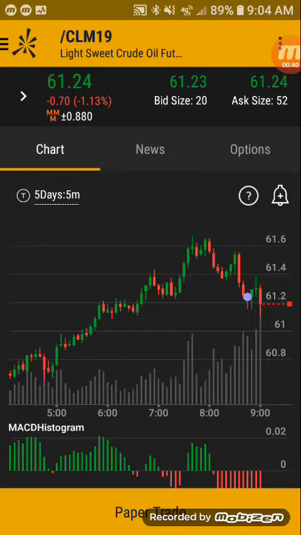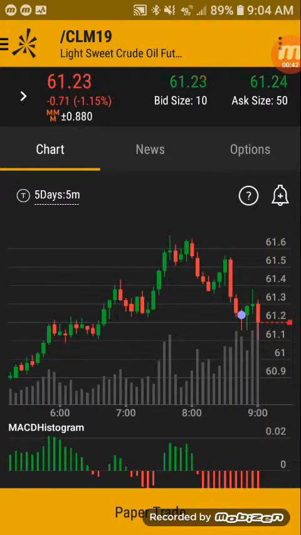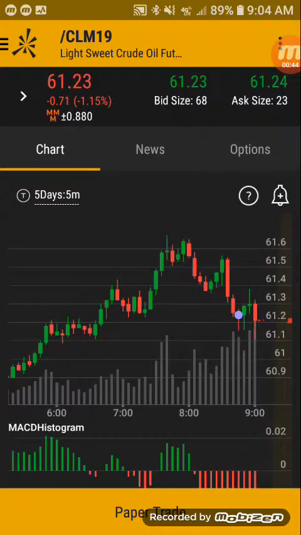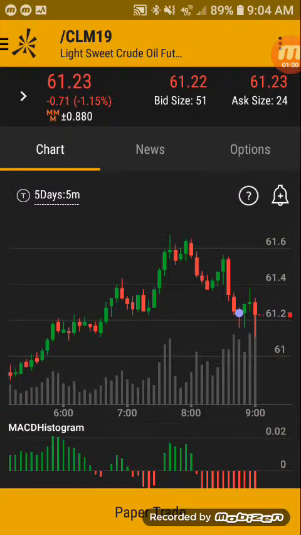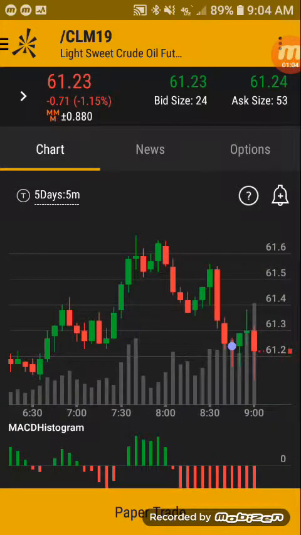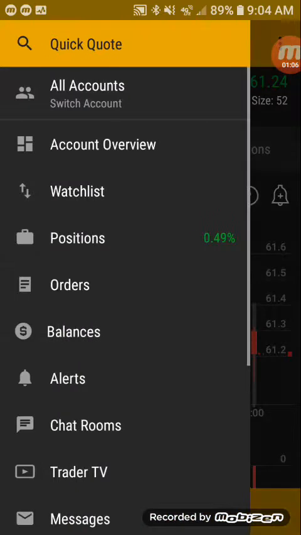So right now it looks like a head and shoulders reversal, or some people call it an M or a triple top. The market opens at about 9:30, but I was trading pre-market. Let's take a look at the trades that I did.